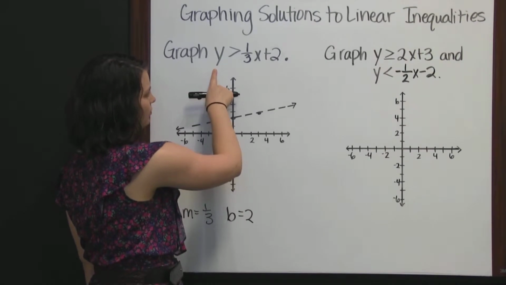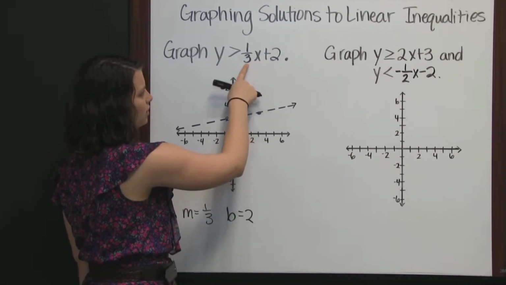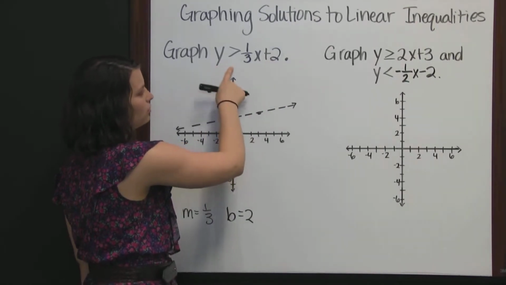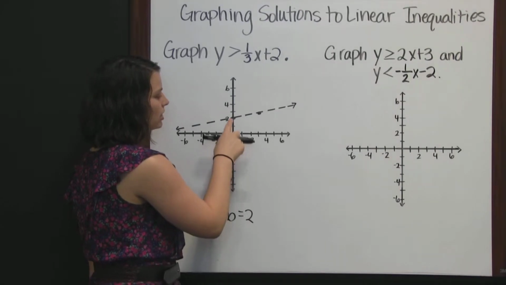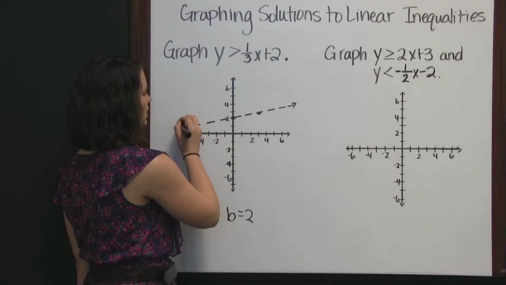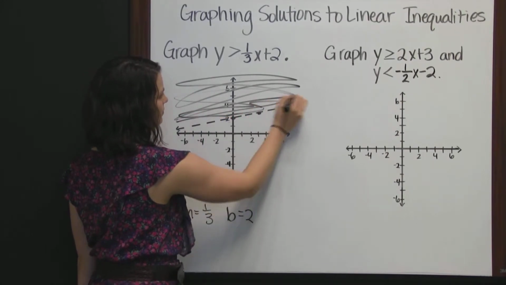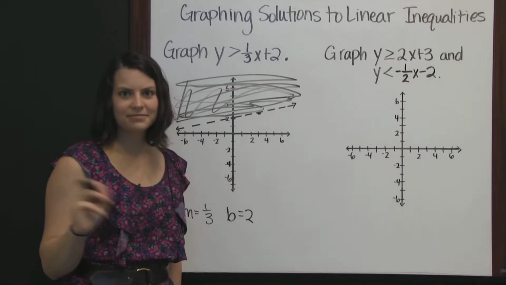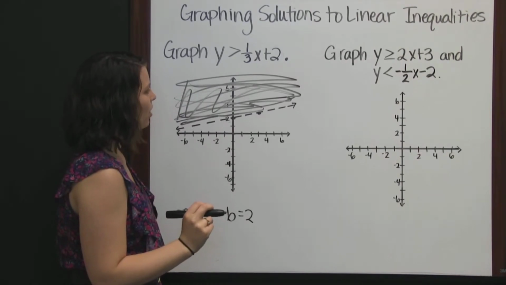So y is 0. Is 0 greater than, and then again we'd plug in 0 for x, 1/3 times 0 is 0, 0 plus 2 is 2. So is 0 greater than 2? No, it isn't. Which means since 0, 0 does not work, it is not a solution, then this is not the side we shade. So we shade the other side. And really everything above this would be shaded, but I'm not going to color the whole board. So this would be your solution to this inequality.